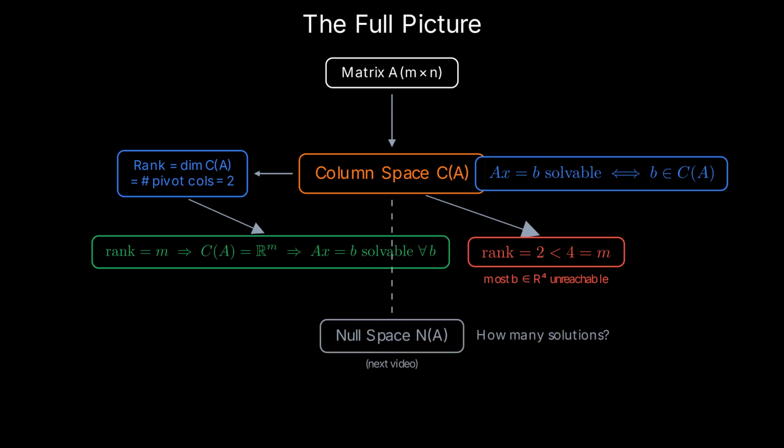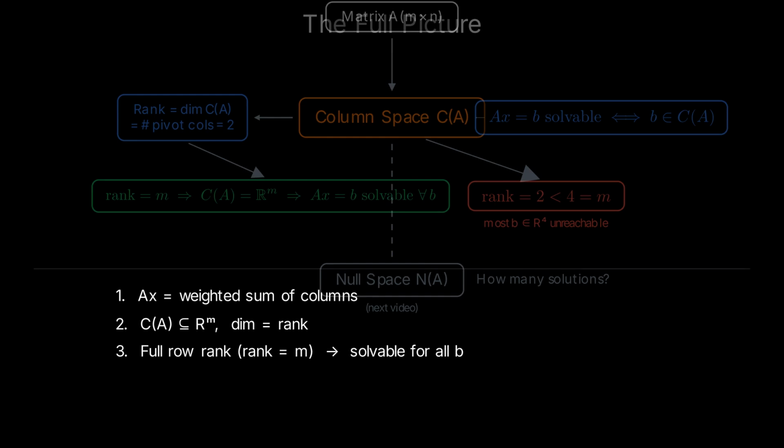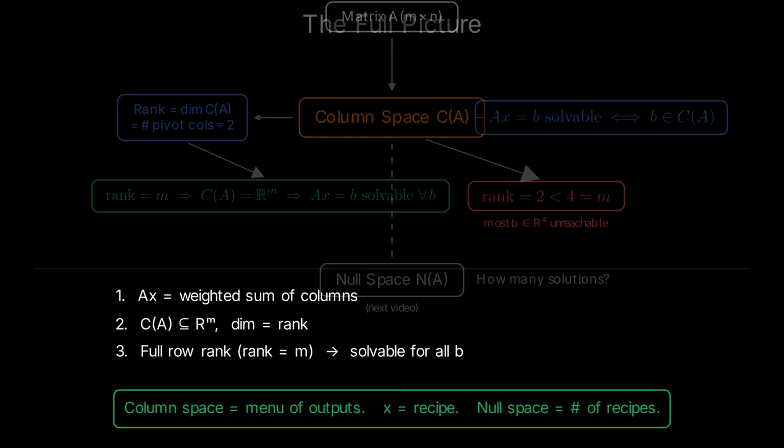One question remains. When Ax equals b is solvable, how many solutions exist? Remember, we saw 2 different solutions for b equals 2, 3, 4, 5. The null space answers that question, and it's the subject of the next video. Think of it this way. The column space is the menu of achievable outputs. If b is on the menu, x is the recipe. The null space tells you how many recipes exist.